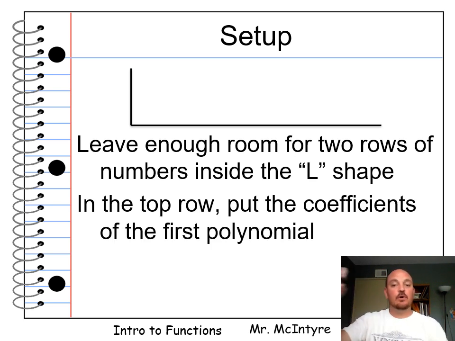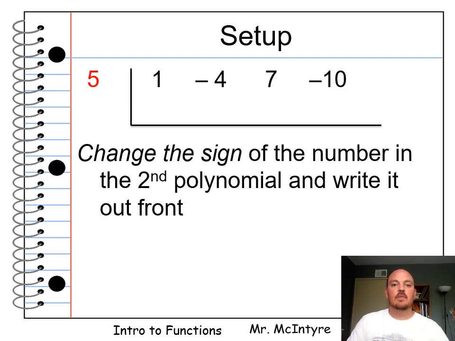And then for that top row of numbers, we're going to use the coefficients of the first polynomial. So I would do this. Since I had x cubed, or 1x cubed, I put a 1 first. Then we had minus 4x squared, so I put a minus 4. Then we had plus 7x, so I put a positive 7, and then minus 10. Now out front, we're going to use the second polynomial to put that number in, but you have to remember to change the sign. So as in my question, since I was dividing by x minus 5, I actually put a positive 5 there.